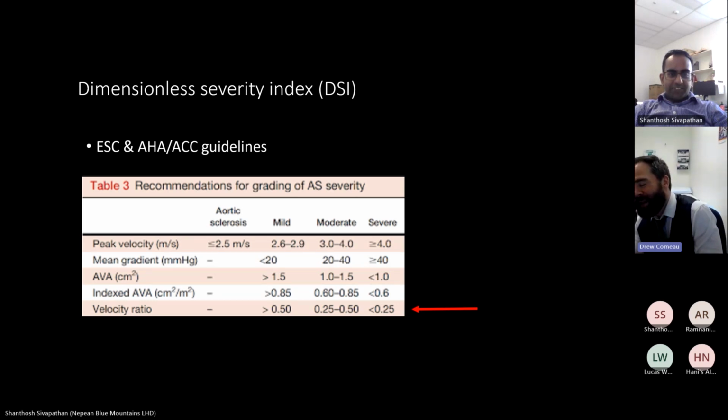Shanthosh, just tell me, it's something in the back of my head. Is there a difference between the functional valve area and the anatomical, and how we're more interested in the functional? Is that true, which makes planimetry less useful? Is there any truth to that, or am I just making that up?